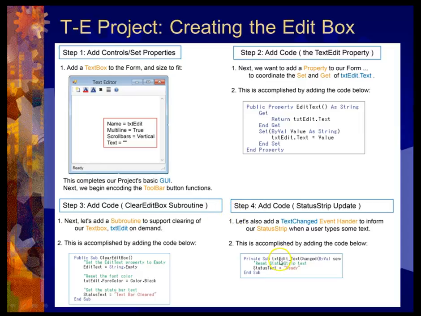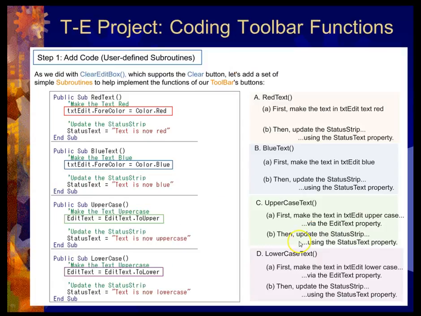We're going to do the txt edit underscore text change. So you can just double click on this text box, and that will create one of these event handlers. And then what you want to do is set status text equal to ready. Okay, and that's going to make this equal to ready. So we're going to type that in as well. So type this in, and then let's see what happens.